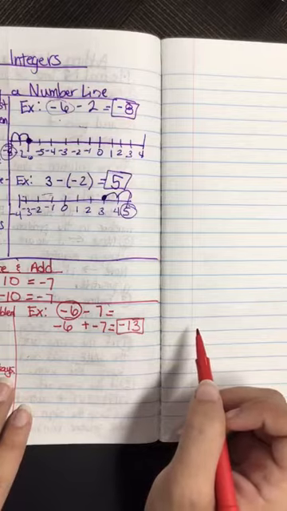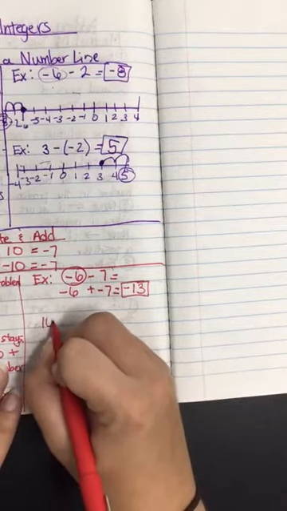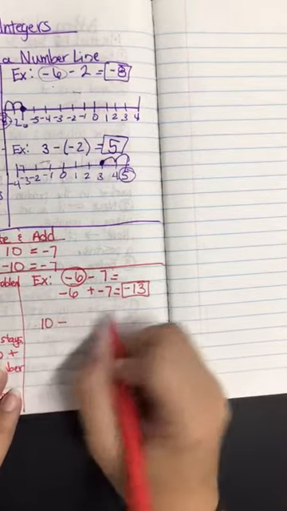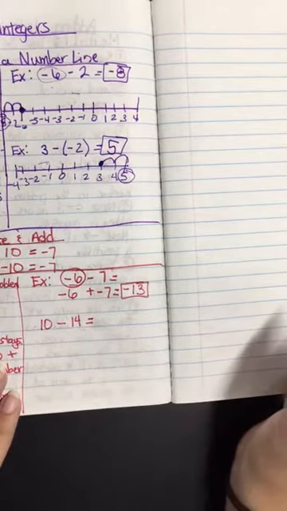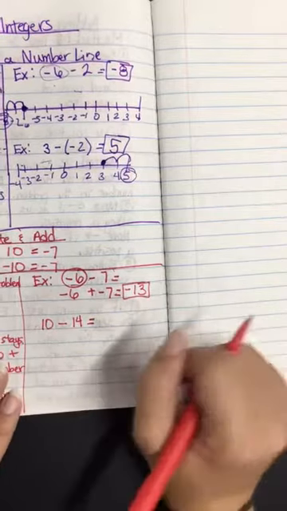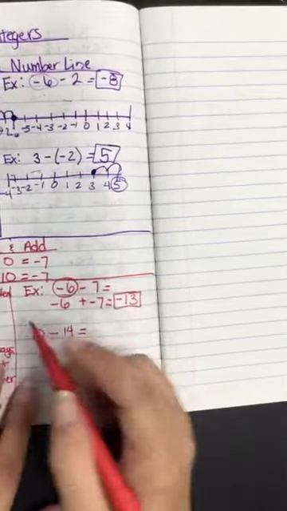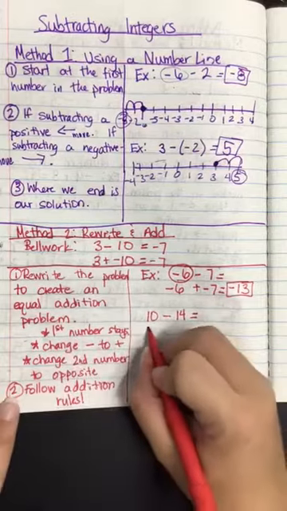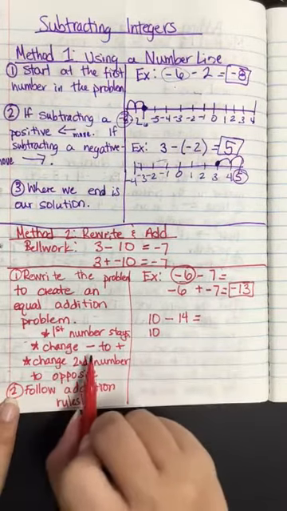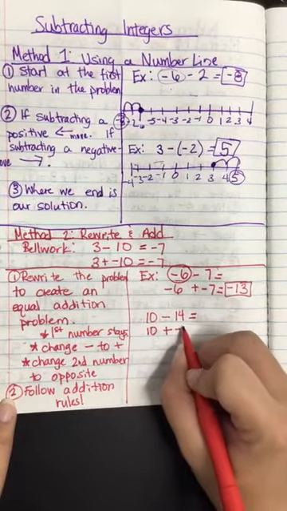Let's do 2 more examples before we move on. Let's say we're trying to solve 10 minus 14. You might say, but Miss Livingood, those are both positive numbers. Why would I even mess with that? Well, the second number is greater. So we're going to follow these rules over here. We're going to rewrite the problem to create an equal addition problem. Our first number stays the same, so our 10 stays positive. Our subtraction becomes addition. And our second number changes to its opposite.